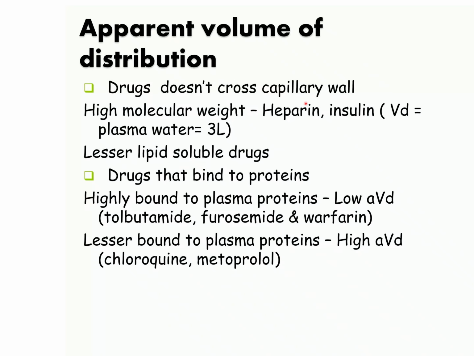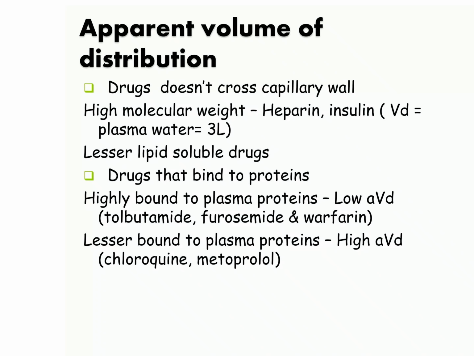Some drugs do not cross the capillary wall. High molecular weight drugs like heparin, insulin, because their particle size is much higher. So lesser lipid soluble drugs cannot cross the capillary wall. So for distribution, the drug should be low molecular weight and with high lipid solubility. Drugs that are highly bound to the plasma protein will have low volume of distribution. Why?